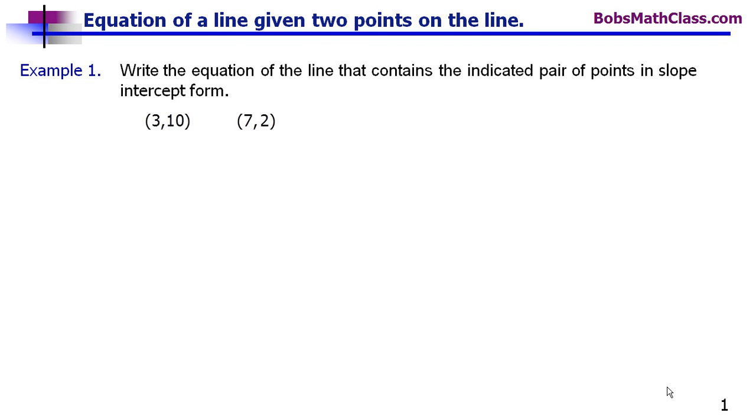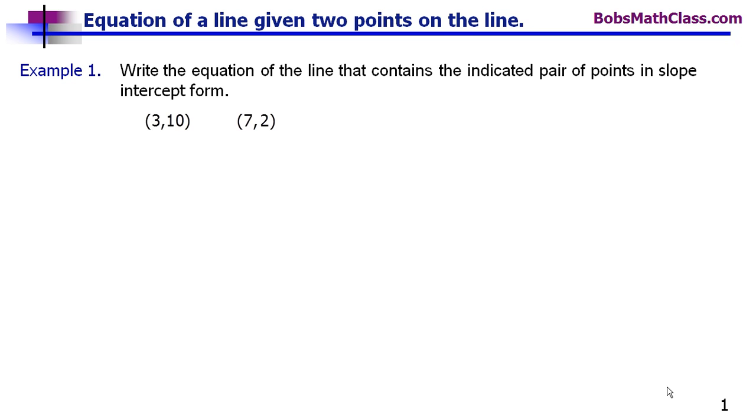Okay, this video is on equations of lines. In these problems, we're going to talk about finding the equation of a line given 2 points that lie on the line. So here's our first problem. Write the equation of the line that contains the indicated pair of points in slope-intercept form. And remember that slope-intercept form is y equals mx plus b.